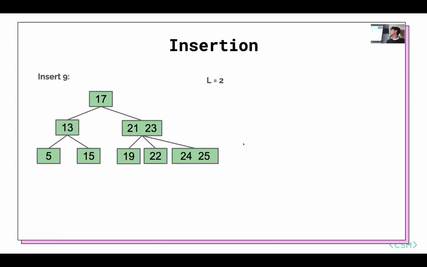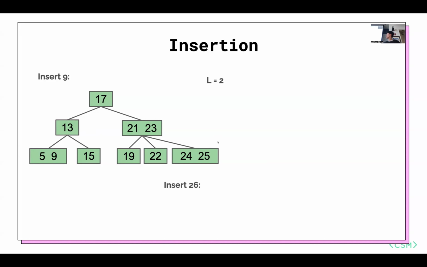Right. So let's practice some insertion for a 2-3 tree here, since we see the limit is 2. We want to insert 9 into this tree. It acts just like a binary search tree, except we have more than one value in each node. So let's start from 17. 9 is less than 17. We go to 13. 9 is less than 13. We go to 5. 9 is greater than 5. But notice that this node hasn't hit the limit yet. It only has one value. So we can simply add 9 to the right of 5. And this would be a valid 2-3 tree.